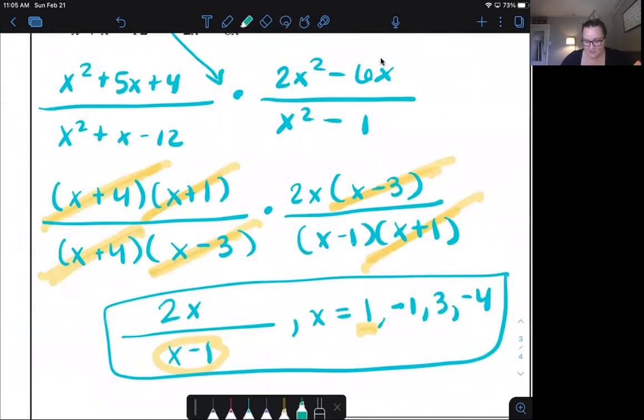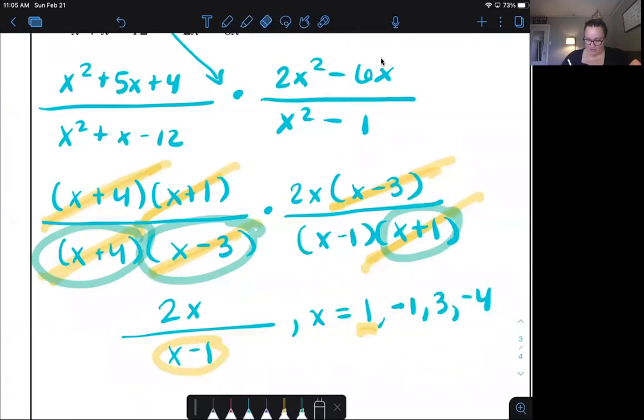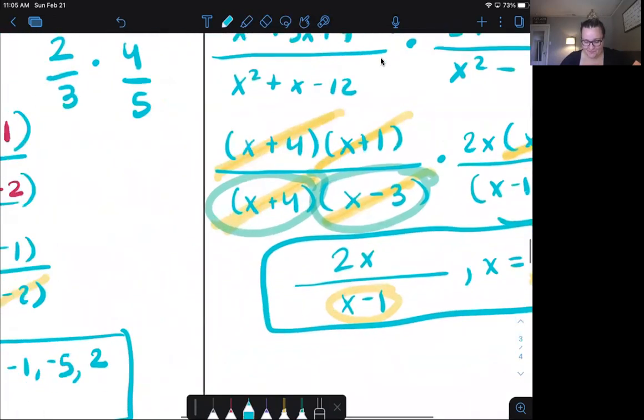So my restriction is obviously in the answer, we have 1. But then we also have to consider the other factors that canceled out. x plus 4, so x can't be negative 4. x minus 3, so x can't be 3. And x plus 1, x can't be negative 1 either. All right, so hopefully our answers match. Good work. All right, so let's do a challenge problem now.